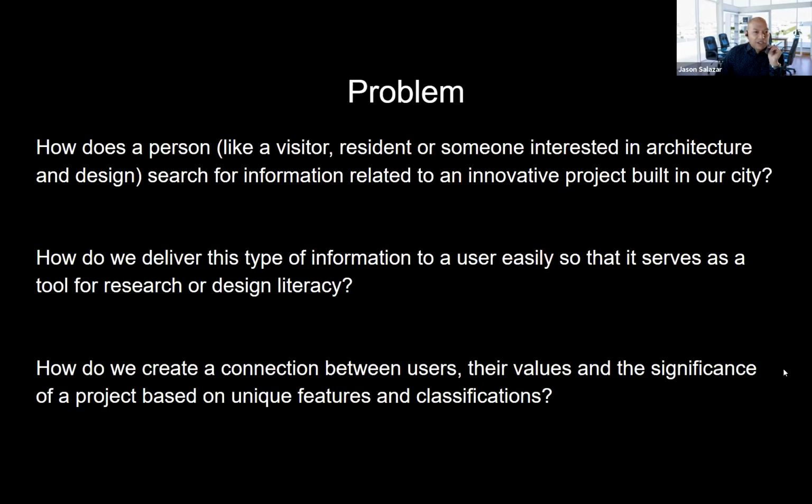My name is Jason Salazar, and I'm here to talk about the problem definition. So the problem can be defined by asking ourselves these three questions. How does a person, like a visitor, resident, or someone interested in architecture and design, search for information related to an innovative project built in our city? Or how do we deliver this type of information to a user easily so that it serves as a tool for research or design literacy? And lastly, how do we create a connection between users, their values, and the significance of a project based on its unique features and classifications?